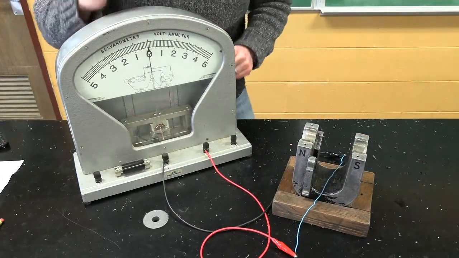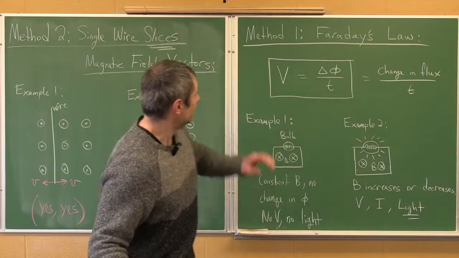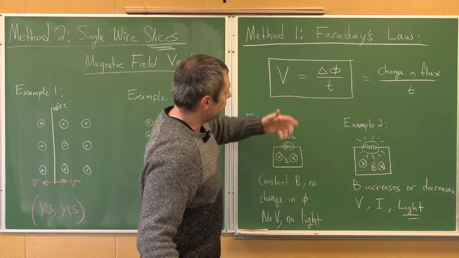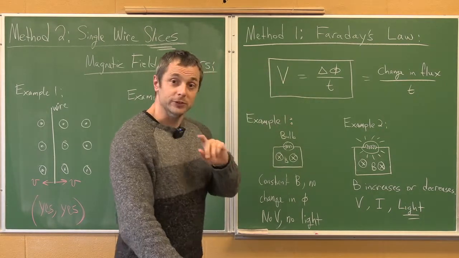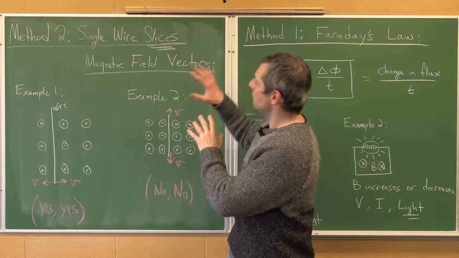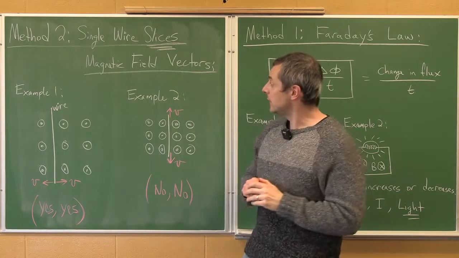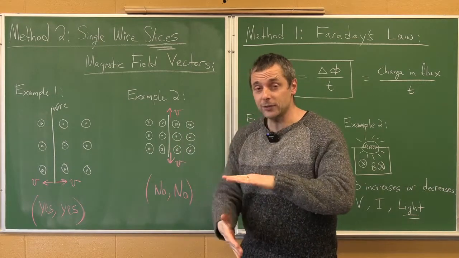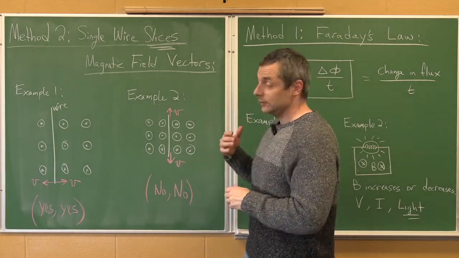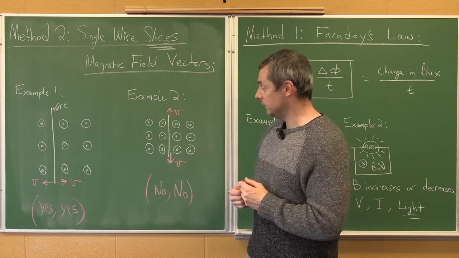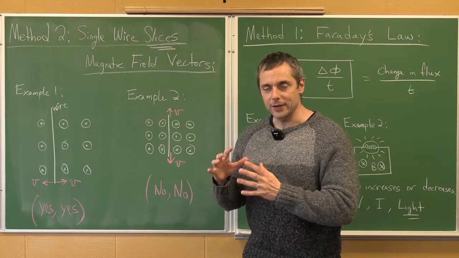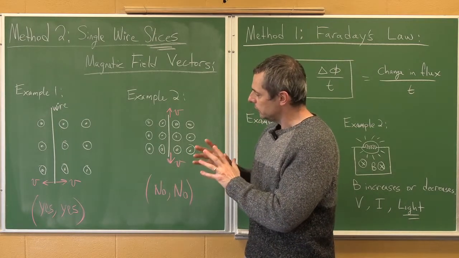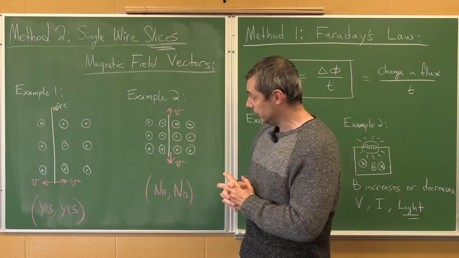So let's go back to the board and I'll summarize. Method 1, Faraday's law: changing the flux in a wire coil creates a voltage, therefore generates electricity. And now method 2, like we just saw in the demonstrations: if you have a single wire, slice magnetic field vectors, then you will generate voltage and therefore electricity. Now I'm going to try and sketch these examples on the board as best as I can so you can see the principle when you go back looking in your notes.